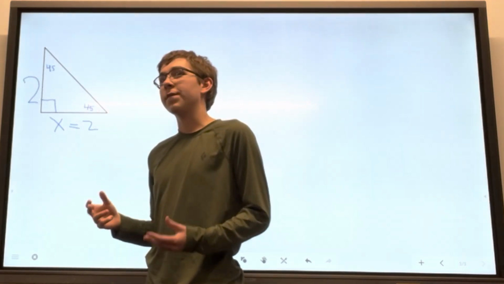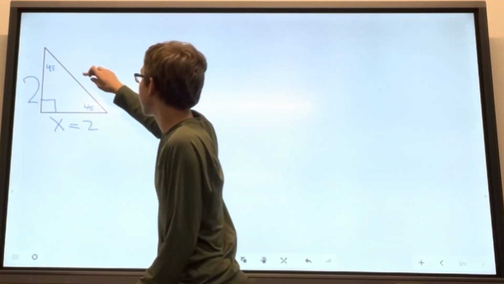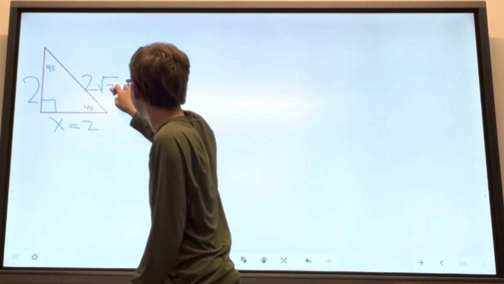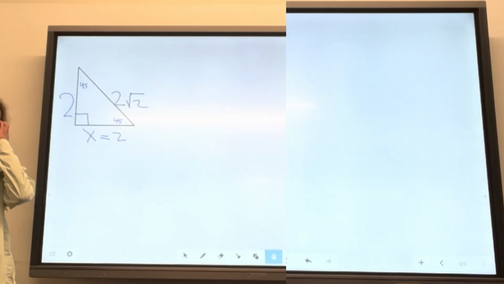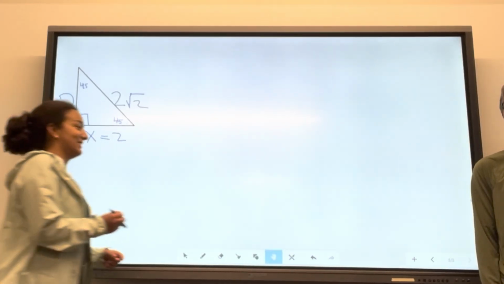In a 45-45-90 triangle, the hypotenuse is root 2 times one of the legs. So the length of the hypotenuse will be 2 times the square root of 2. Wonderful. Why don't we try a more complicated example? Splendid.